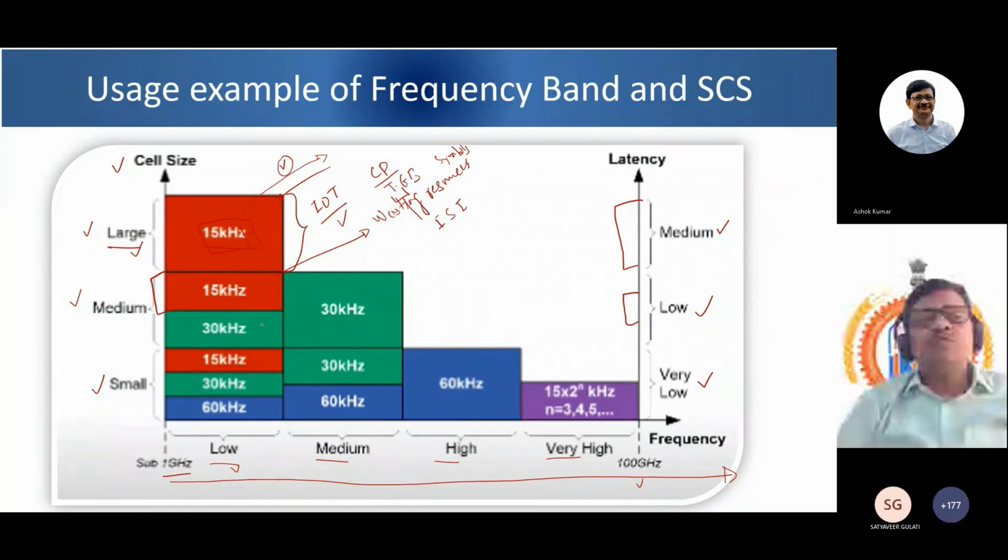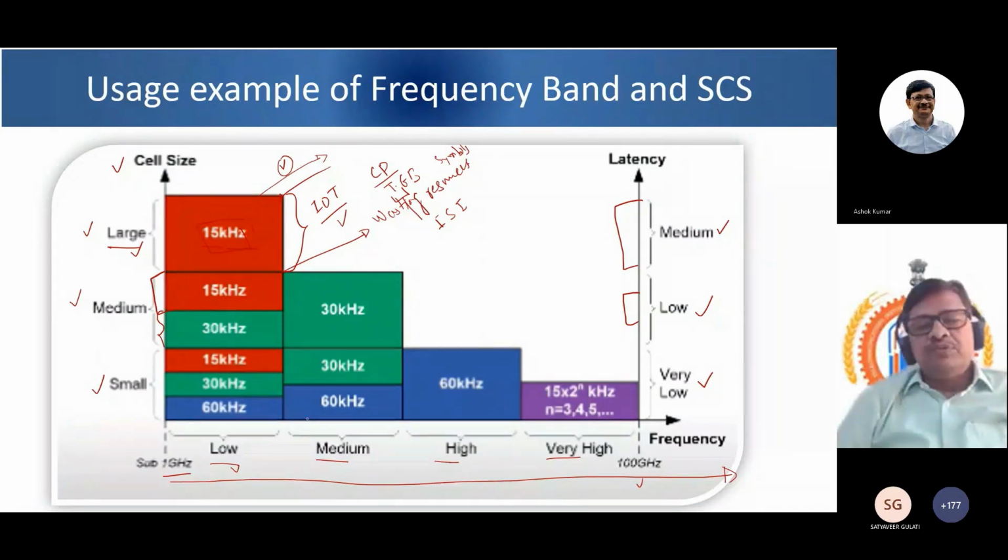In case you want to use a smaller coverage, you can use 30 kilohertz of subcarrier spacing, which is allowed. As you have seen, 30 kilohertz can be used in FR1 in almost all the bandwidth. So there you can use 30 kilohertz. So these are examples of different use.